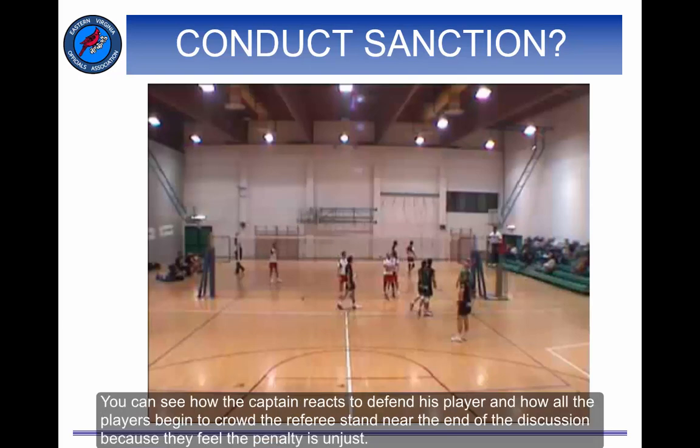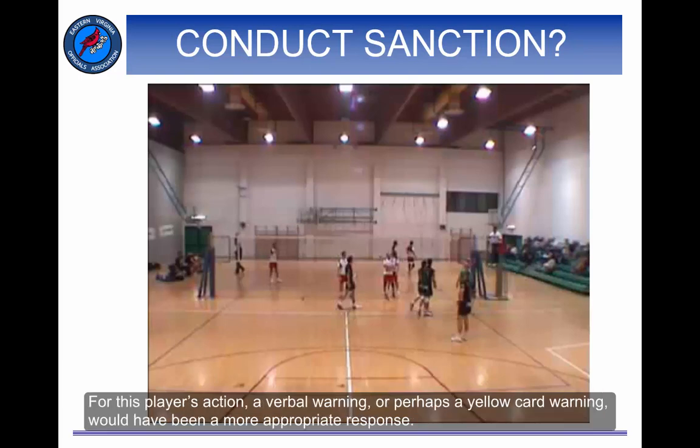You can see how the captain reacts to defend his player and how all the players begin to crowd the referee stand near the end of the discussion because they feel the penalty is unjust. For this player's action, a verbal warning or perhaps a yellow card warning would have been a more appropriate response.